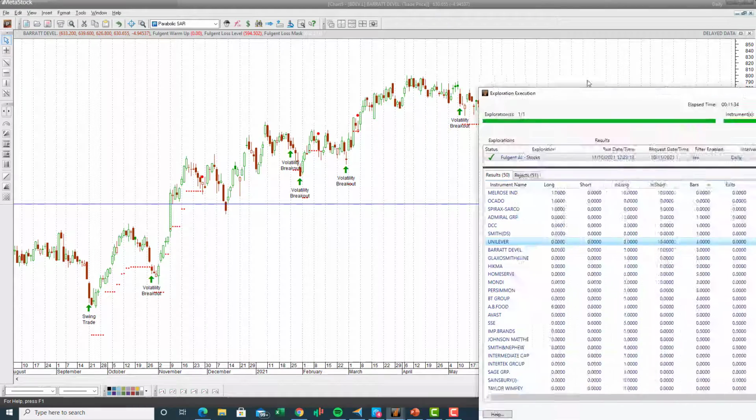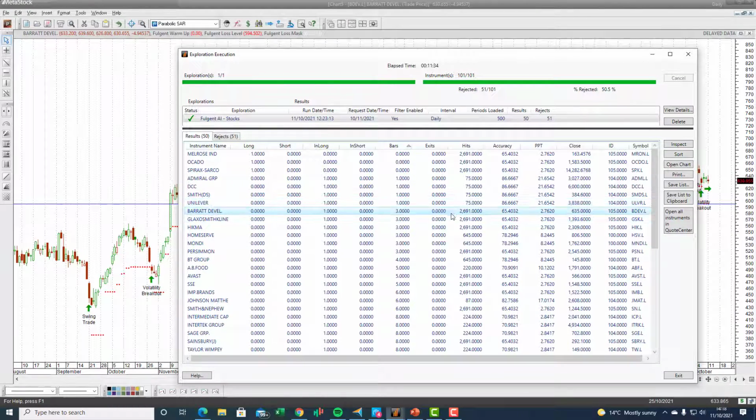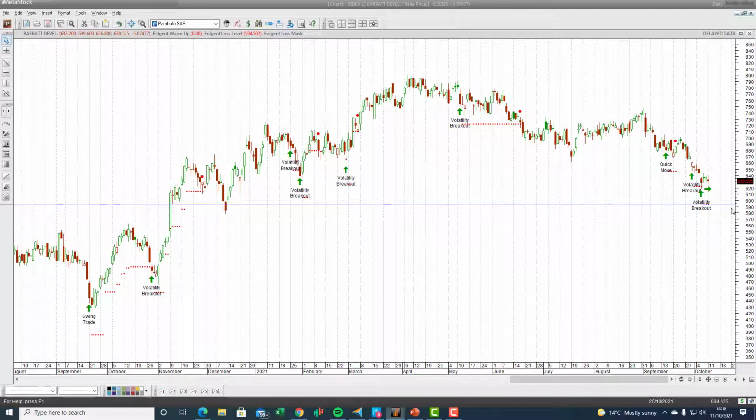Now this particular trade setup, Barrett Development, is a trade setup that occurred 2,691 times out of a couple of lots of thousands of trades. It's on average 65% accurate with a 2.7% average profit per trade, and it's code 105, which is a volatility breakout. So Barrett Development's volatility breakouts seem to occur quite often, and they once again have a minimum threshold of 65% accuracy. So it's a fantastic swing trade strategy to adopt there. So we've got a volatility breakout on Barrett Development.